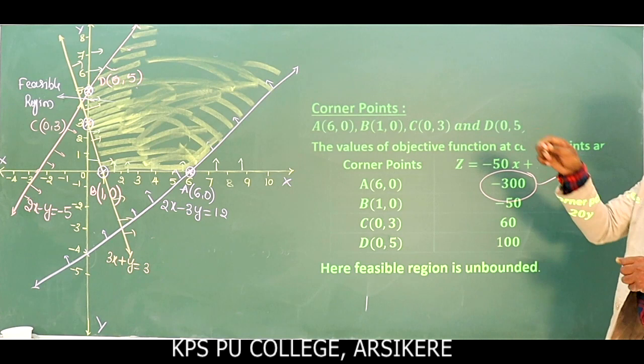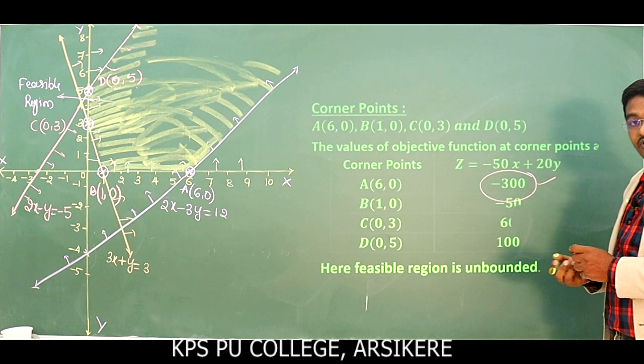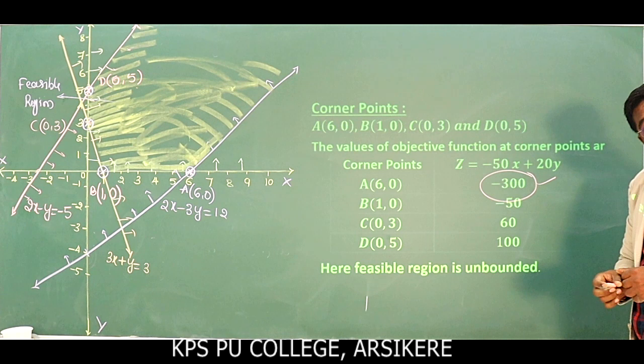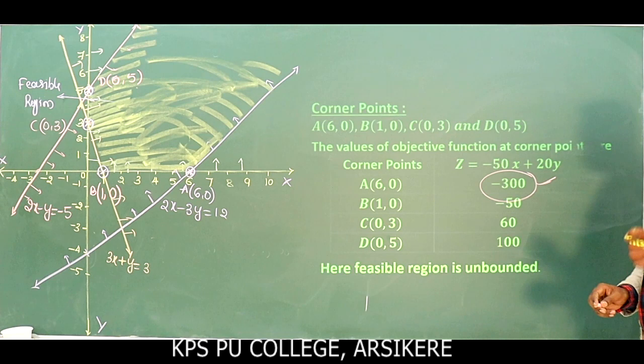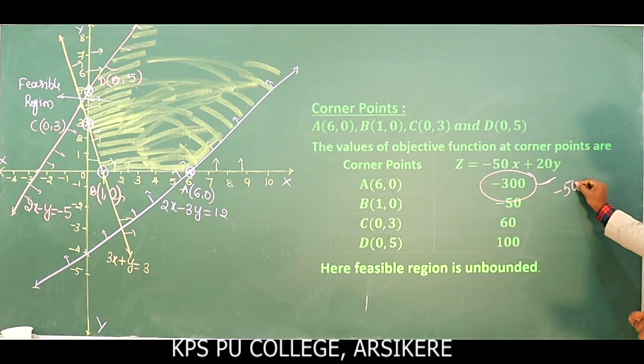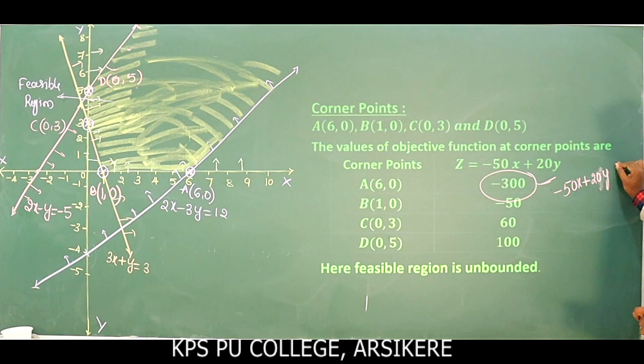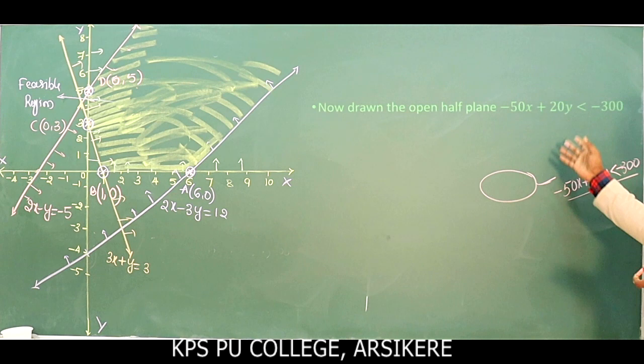Because the feasible region is unbounded, it is not bounded. So when we have an unbounded region, we have to carry out one more step. Here we need to find the minimum value of the objective function. Next, we have to draw the open half plane determined by the inequality -50x + 20y < -300, because the feasible region is unbounded. Okay, next slide. Now draw the open half plane -50x + 20y < -300.